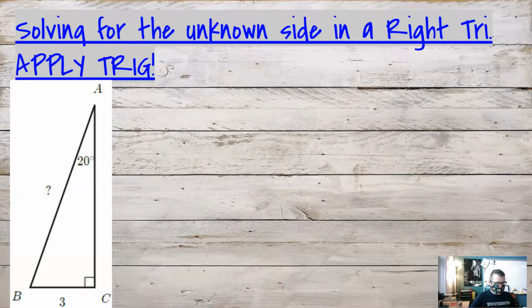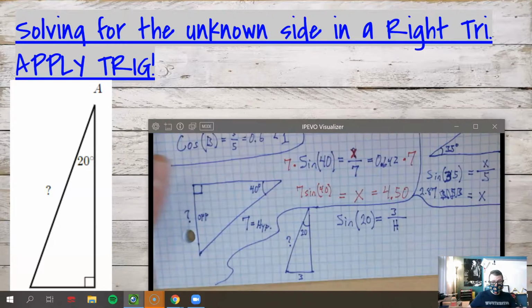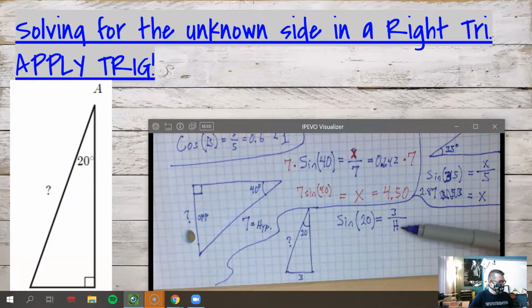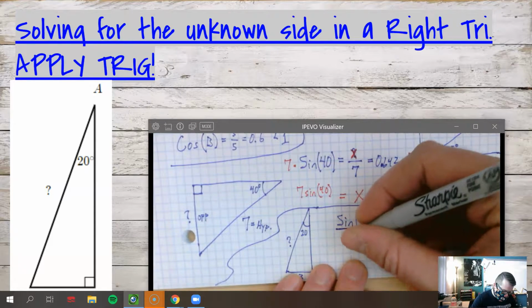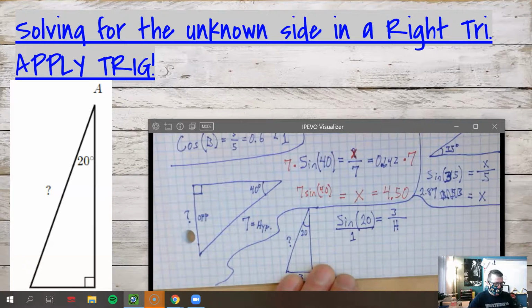Why is this one different? Did they give us the hypotenuse here? No. So we don't have our denominator here. So to cross multiply and solve this, and here's the trick that I want you guys to get into. This would cross multiply, this would cross multiply, then we would divide to get the h by itself.